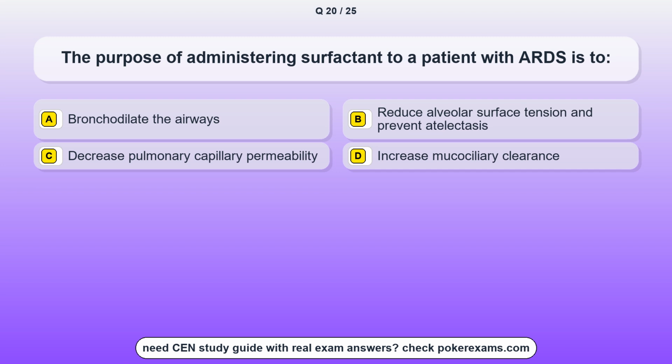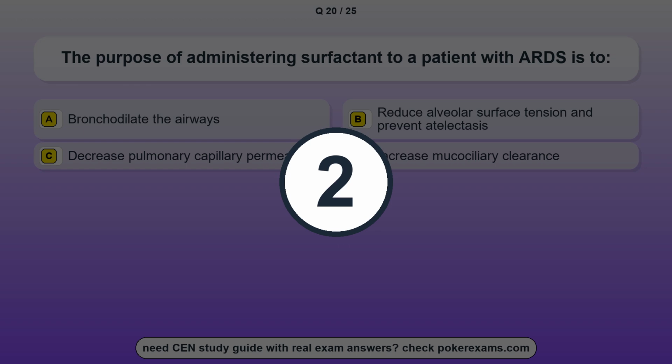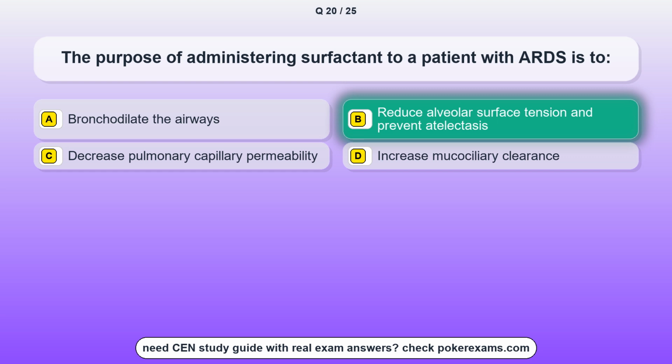Question 20. The purpose of administering surfactant to a patient with ARDS is to option A. Bronchodilate the airways. Option B. Reduce alveolar surface tension and prevent atelectasis. Option C. Decrease pulmonary capillary permeability. Option D. Increase mucociliary clearance. The correct answer is option B. Reduce alveolar surface tension and prevent atelectasis.